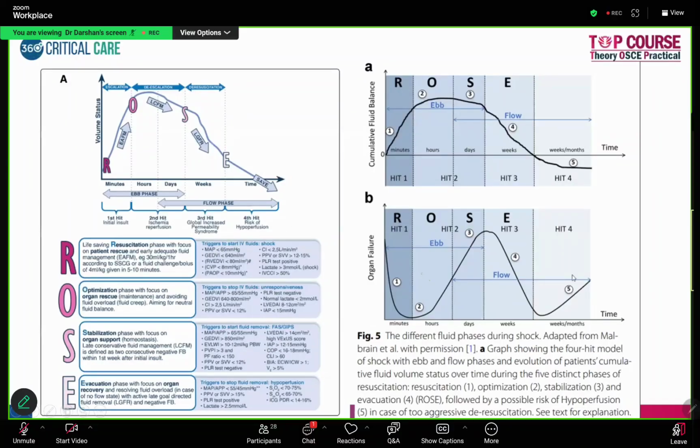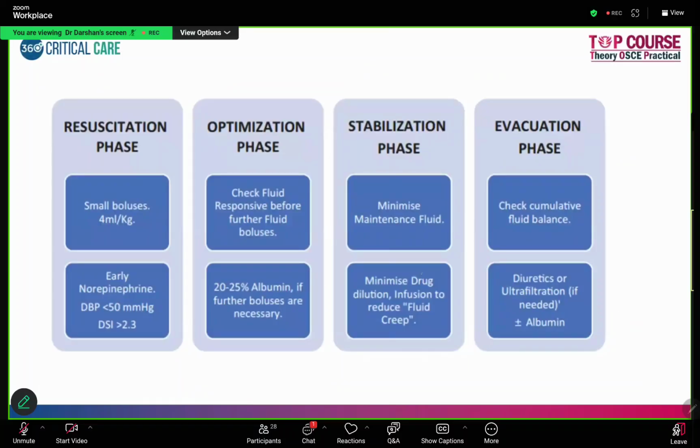Why is that present? It is majorly present because if you still continue the evacuation phase, that is, continue the patient on a de-resuscitation strategy like starving the patient of fluids or giving excessive diuretic therapy or renal replacement therapy, the patient can still again develop organ failure. Okay, so this is the four hit ROSE concept as a whole. It does not end with resuscitation, optimization, stabilization, evacuation alone. You need to understand the hits also and talk about organ failure and parts of fluid management. Hope I'm clear. I know it's a little complicated.